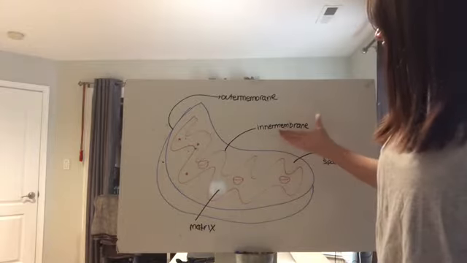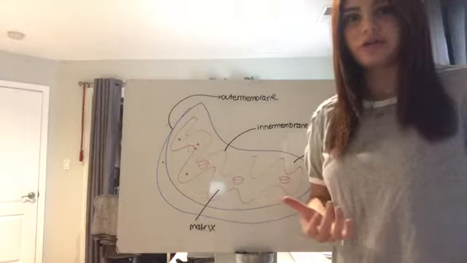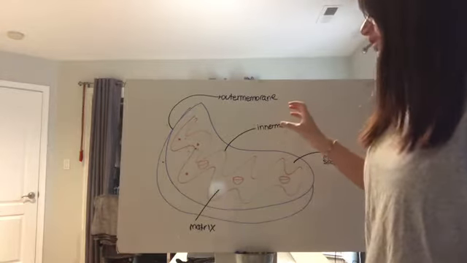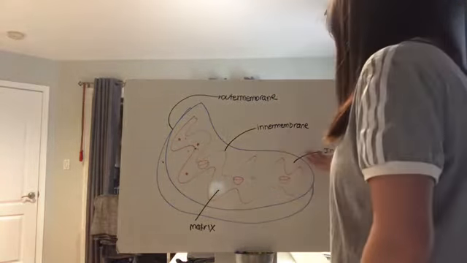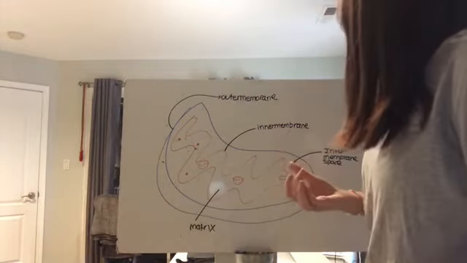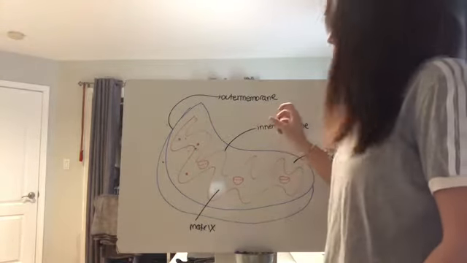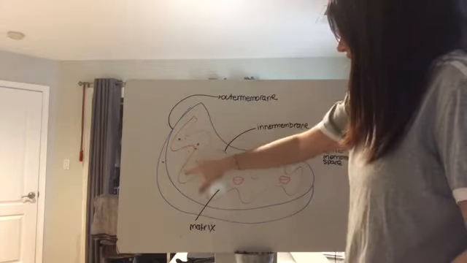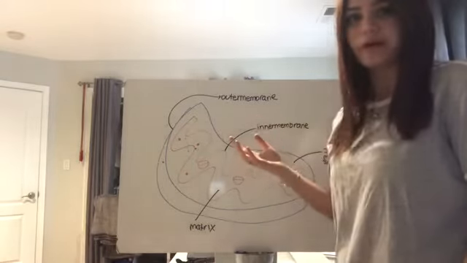Also, the inner membrane is the site of oxidative phosphorylation, and that means that proteins in the electron transport chain and also proteins in ATP synthase are concentrated there. It also has cristae, and cristae basically create large folds that go into the matrix, and it just increases the surface area.